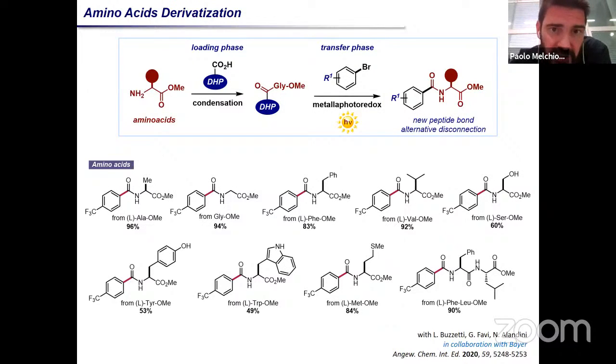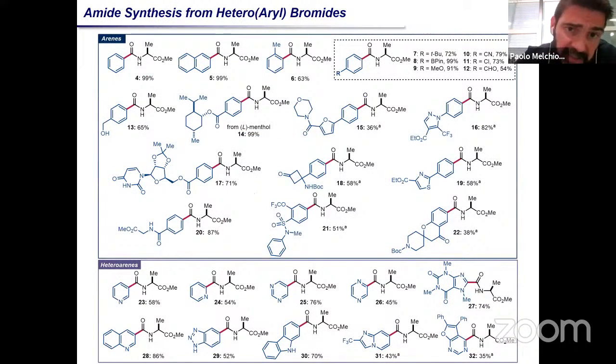Because of the mild conditions, this type of methodology was also tested in collaboration with Bayer for the late stage functionalization of advanced aryl bromides, containing, for example, different types of polar functionalities, or a lot of different stereogenic centers, or more importantly, probably for medicinal chemistry endeavors, this chemistry is also compatible with a lot of heteroaromatic moieties.